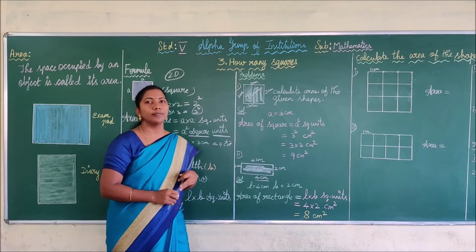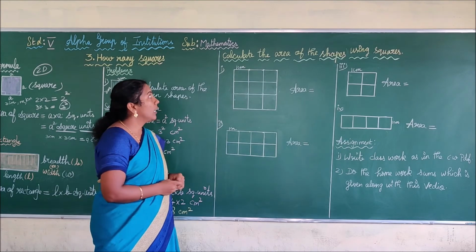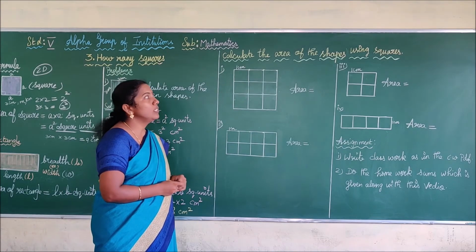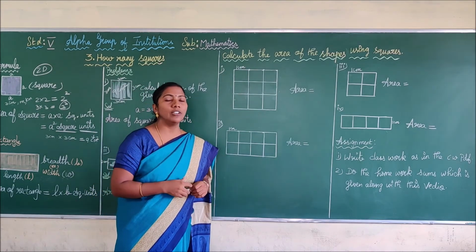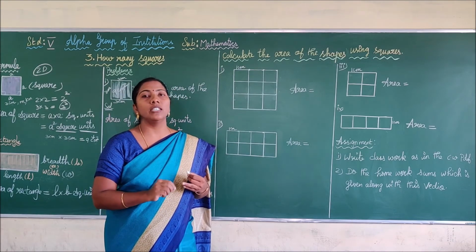It's clear, children? Next, children, what we are going to do is calculate the area of the shapes using square. So far, what we have discussed is we found the area of square and rectangle by using the formula.